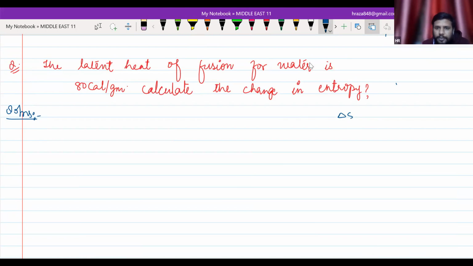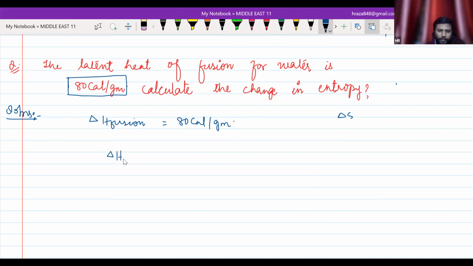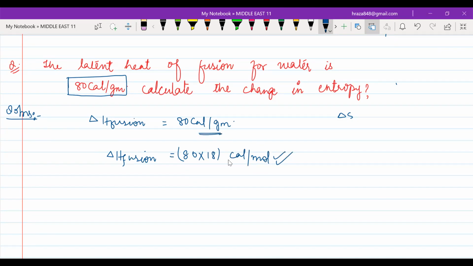It's a wrong answer. Just see here. The latent heat of fusion for water is 80 calorie per gram. It is given that the latent heat of fusion is 80 calorie per gram for water. And the mass of water, do you know? Basically, the total heat of fusion will be 80 into 18, because one mole of water comprises 18 grams. That's why 80 into 18 will be calorie per mole. Will it be or not? Yes, sir. It is for 1 gram. This is for 1 mole.